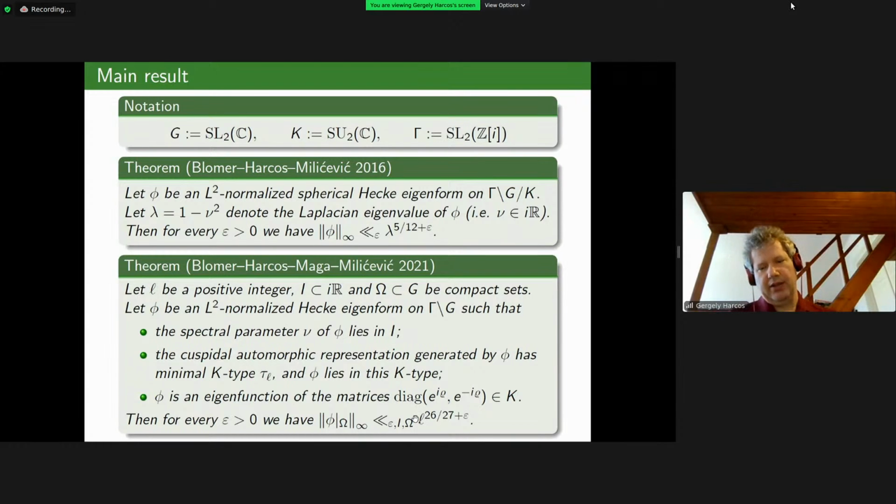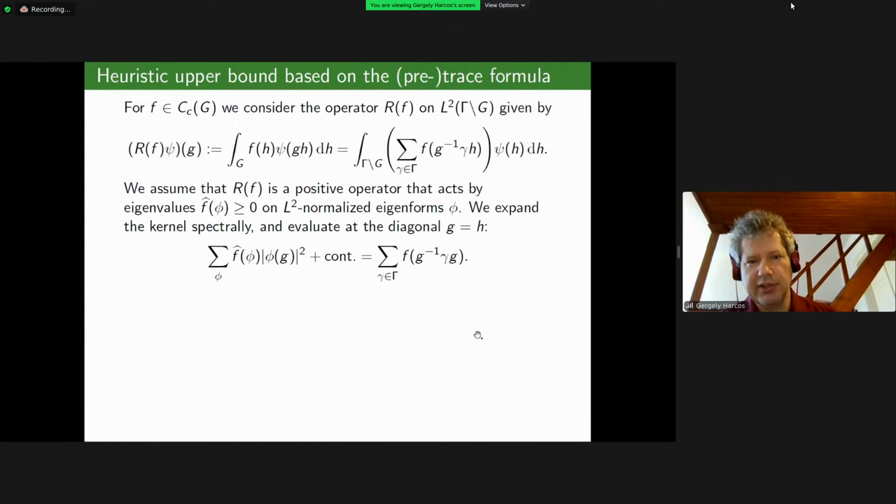And then we can be proud if we beat that baseline bound. So the exponent 1 should be decreased. And that's what we do.